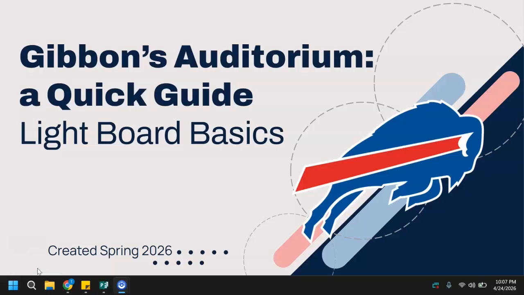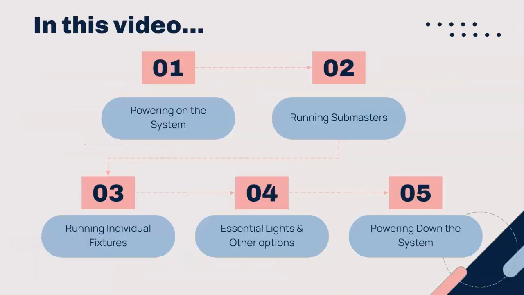Here we will be focusing on LightBoard basics. By the end of this video, you should be able to power on the system, understand the submaster sliders, have a general understanding of individual fixtures and their channels, and be able to locate essential lights on the board as well as other options in the sound booth. At the end, I will show you how to power down the system. Feel free to use the timestamps at the bottom to jump directly to a topic that would most benefit you.